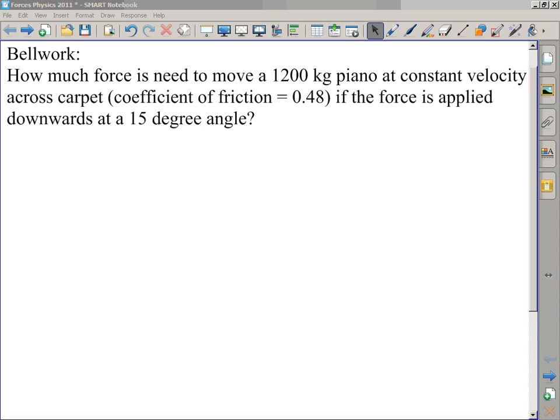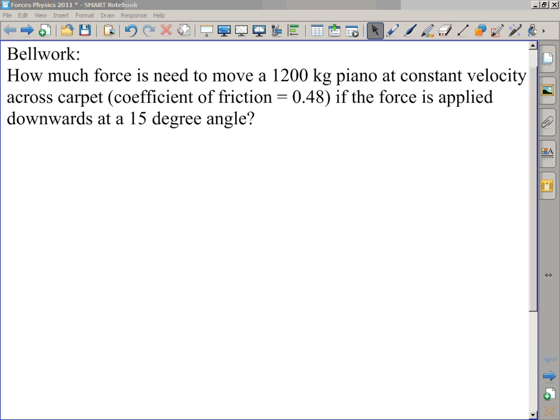Your bell work. Follow the procedure. Don't worry so much about everything except following the procedure straight away, just going step by step by step. So, how much force is needed to move a 1,200 kilogram piano at constant velocity across carpet?